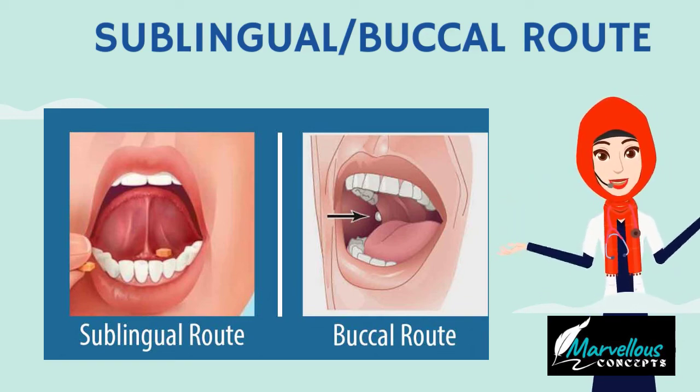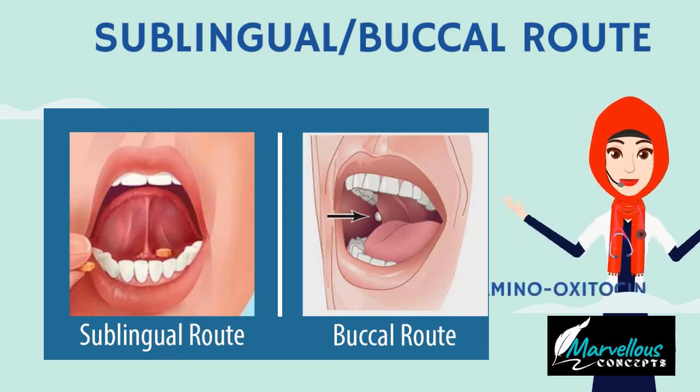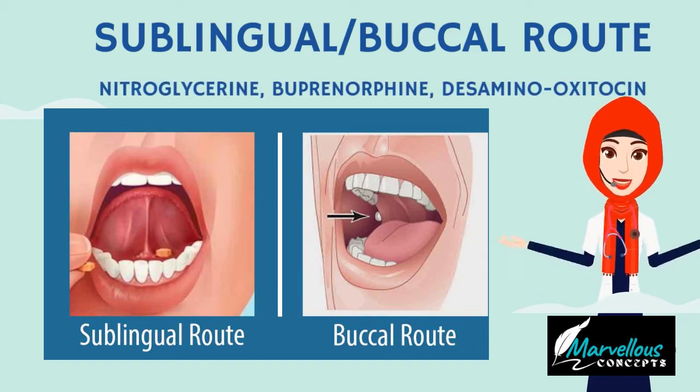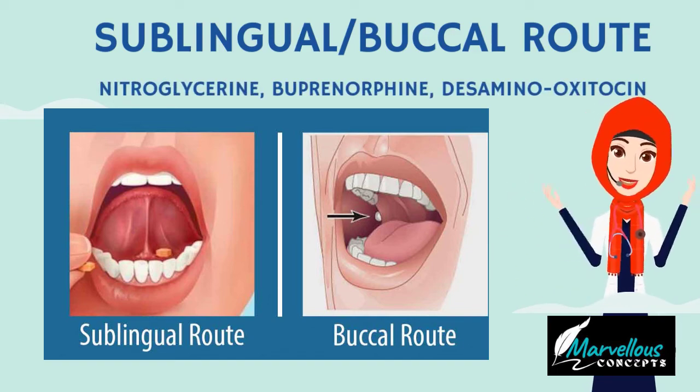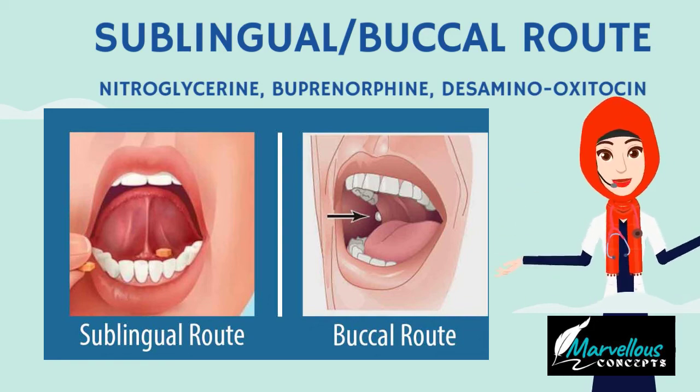Bitter medications, on the other hand, are not suitable for these routes. Nitroglycerin, nothing but glyceryl trinitrate, and buprenorphine and desamino-oxytocin are examples of medicines that are administered by sublingual and buccal routes.